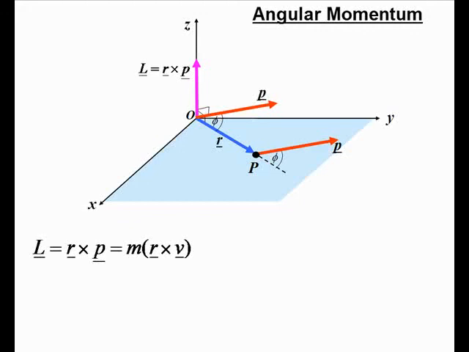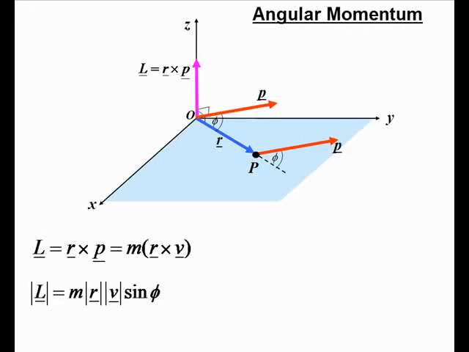The direction of the angular momentum vector is perpendicular to the plane containing the position vector and the momentum vector p, and its sense is determined by the right-hand rule.